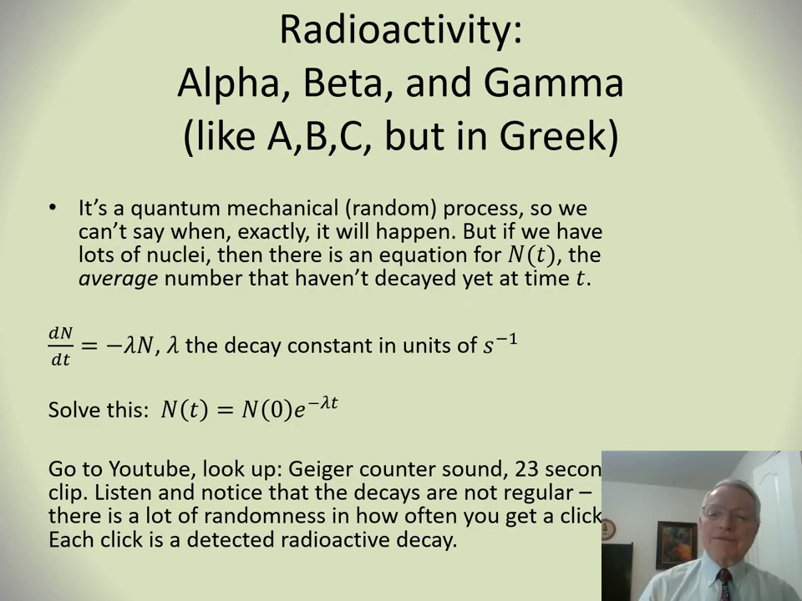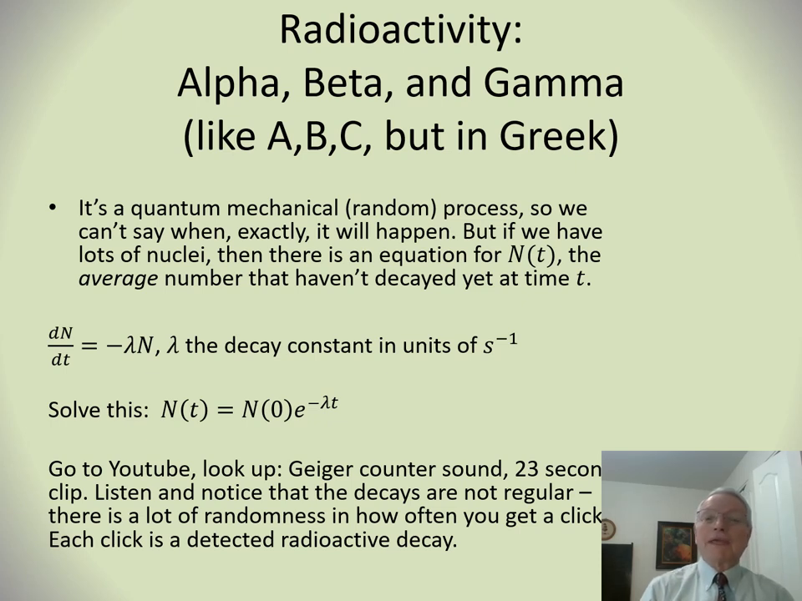These radioactivity types, alpha, beta, and gamma, were given those names way back at the beginning when they were first discovered and nobody knew what they were. They just knew that these were effects. ABC is what it is in English. Alpha, beta, gamma is what it is in Greek, the first three letters of the Greek alphabet.